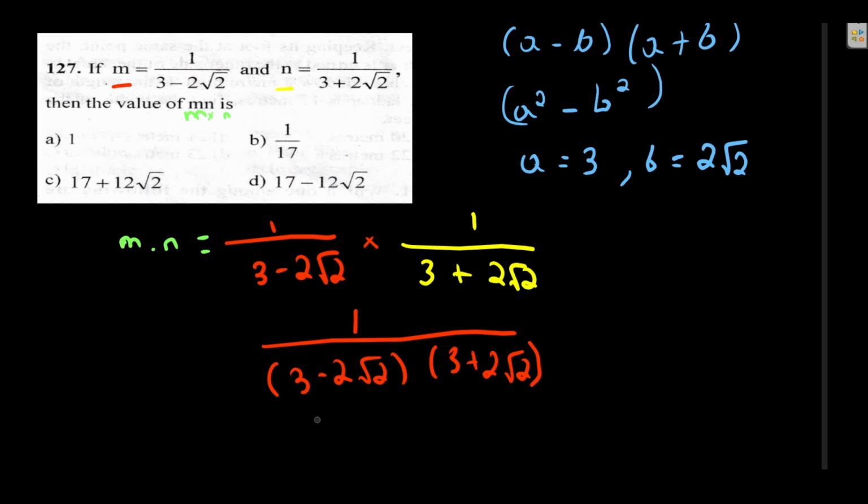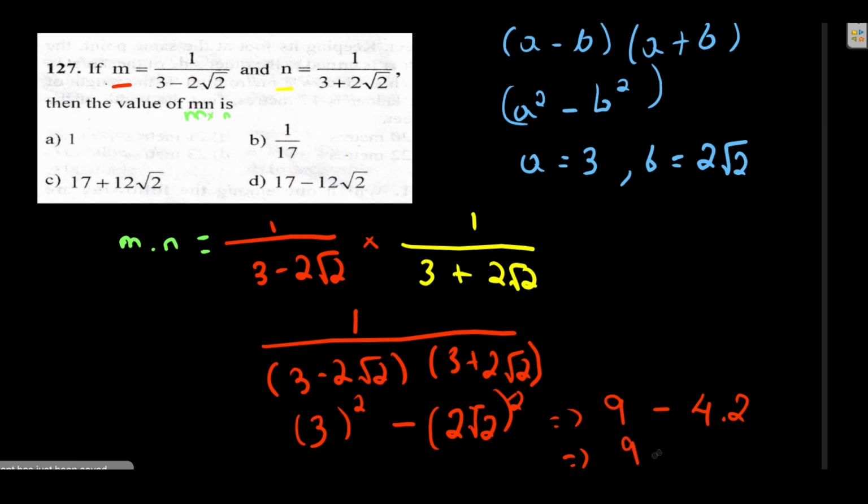Let me write that down. So it would be 3 square minus (2 root 2) square. If I simplify this, 3 square would be 9, minus 2 square would be 4. Also, whenever you see there's a root and a square, it would cancel out, and I'd be left with 4 times 2, since I'm left only with 2. So that would be 9 minus 8, as 4 times 2 would be 8, and that would give me 1.